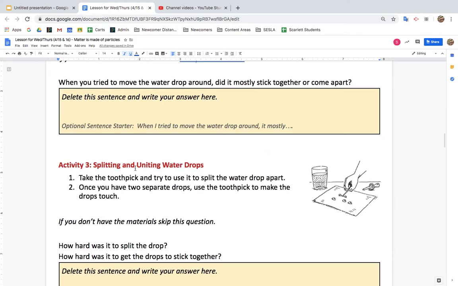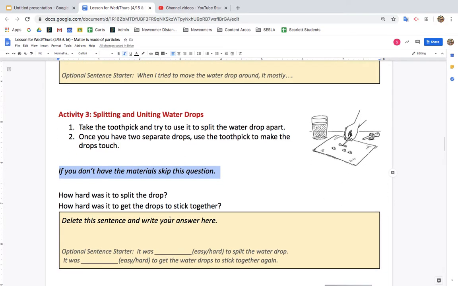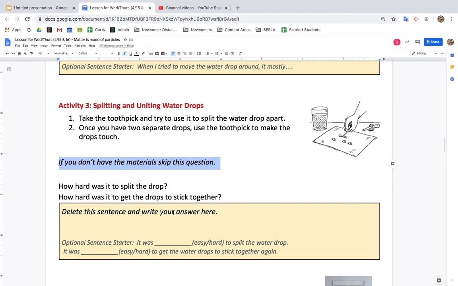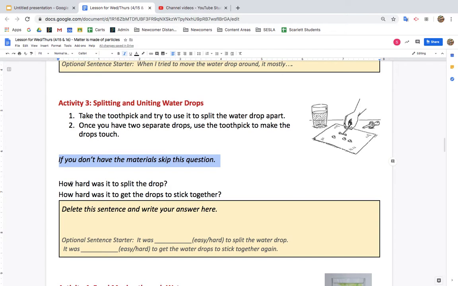Activity 3, splitting and uniting. That means putting together water drops. Take a toothpick and try and use it to split the water drop apart. And when you have 2 separate drops, use the toothpick to make the drops touch. If you don't have the materials, skip this question. So we're going to skip this question, but I know because I've done this before that if you try and split up a water drop with a toothpick, it's actually pretty hard. They really want to stay together in one big drop.